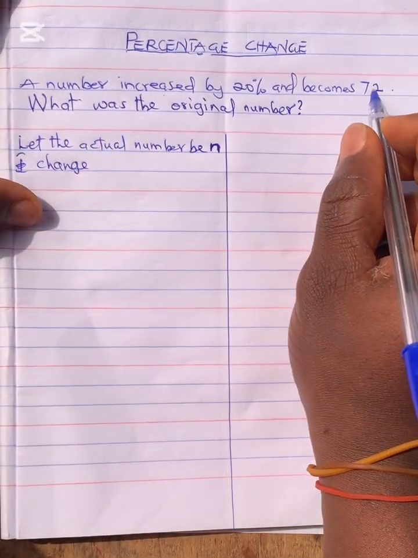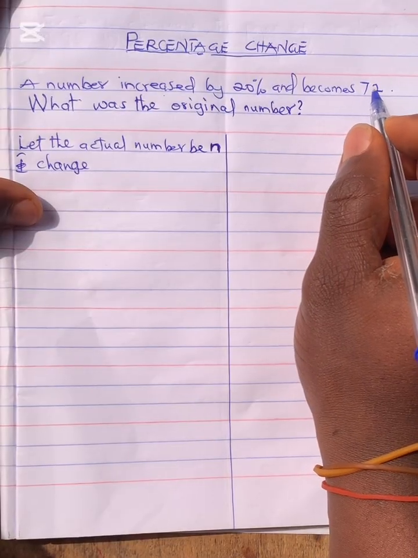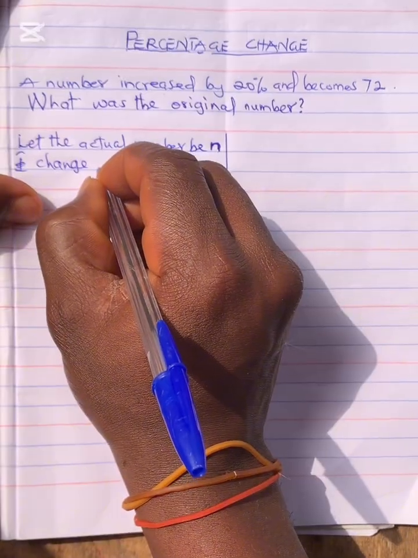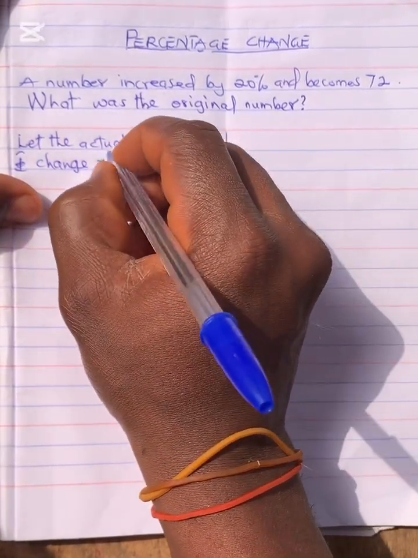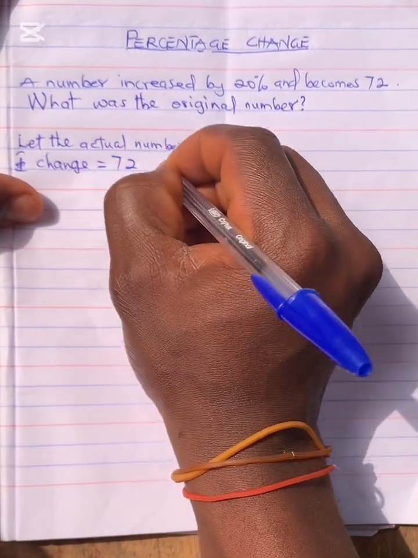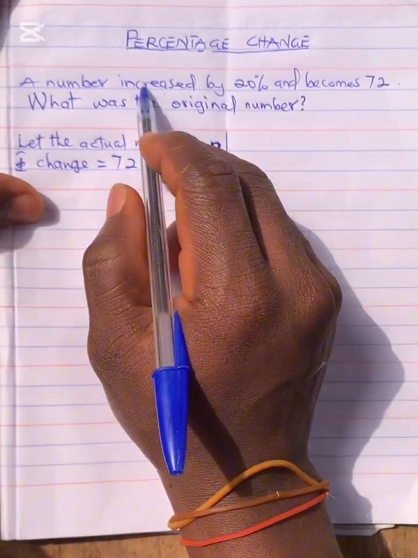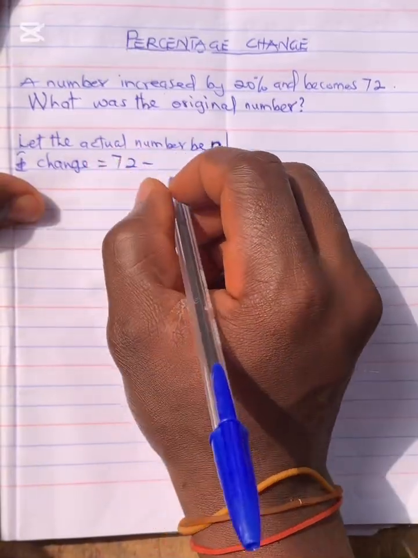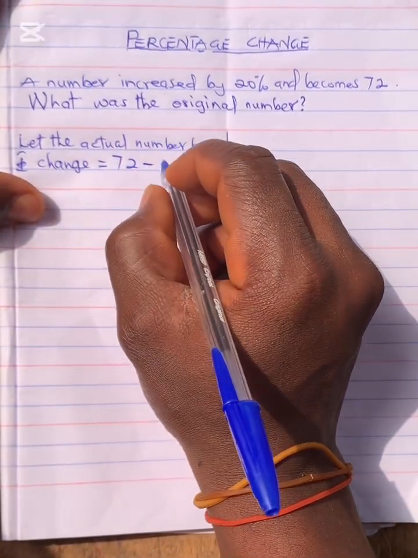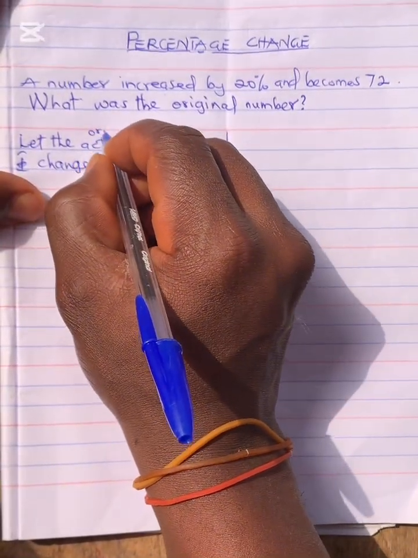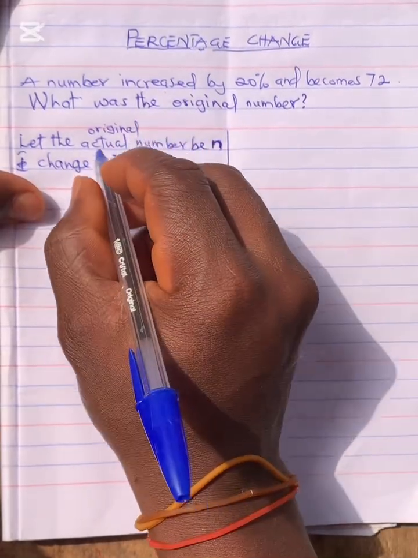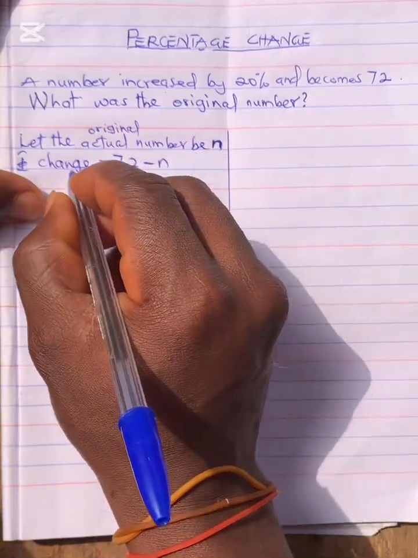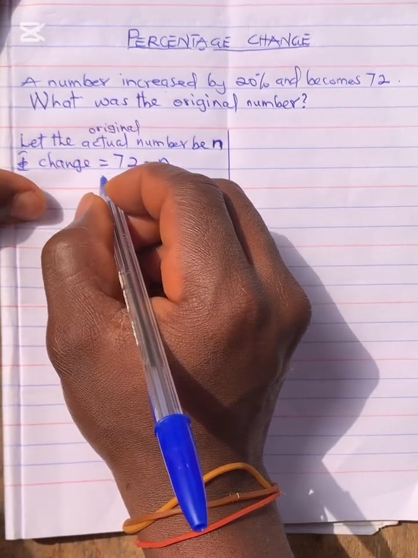The number increased to 72, and the original number is N. So we want the change. The change here equals 72 minus the original number, since it increased, so 72 is bigger than the original number. Don't forget, actual or original. So 72 minus the original number gives the change.